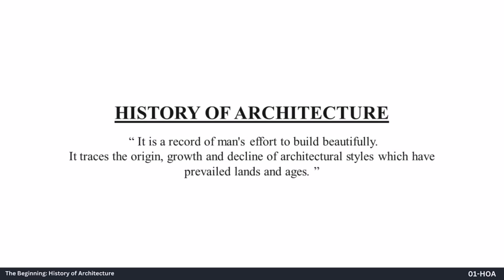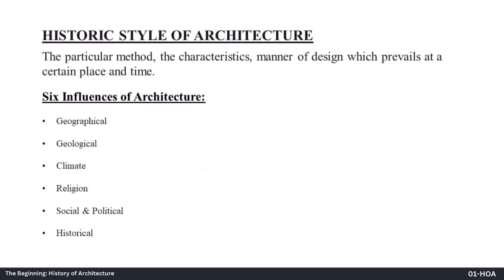History of architecture. It is a record of man's effort to build beautifully. It traces the origin, growth, and decline of architectural styles which have prevailed in lands and ages. Historic style of architecture: the particular method, the characteristics, manner of design which prevails at a certain place in time.